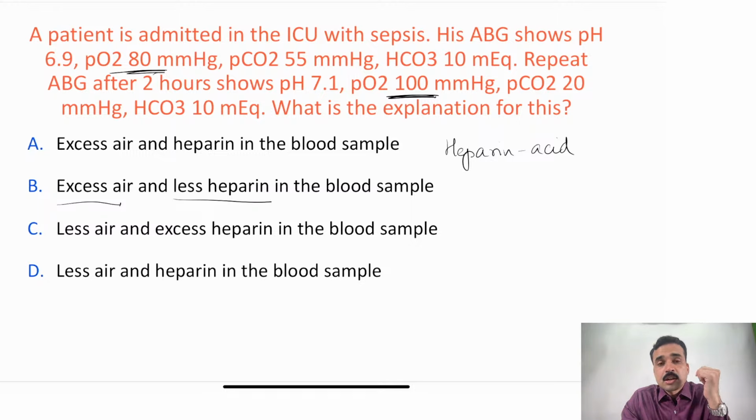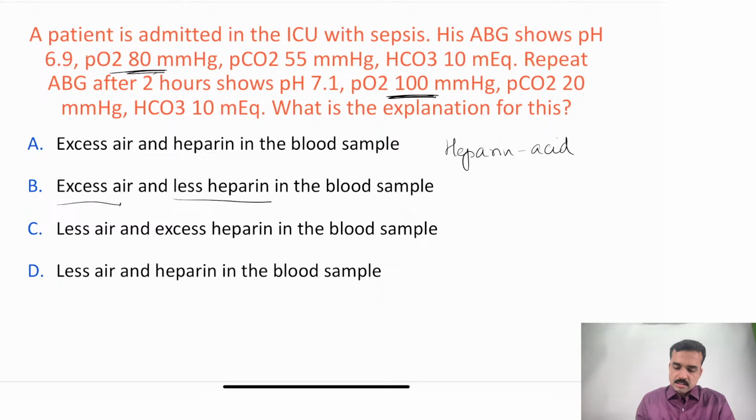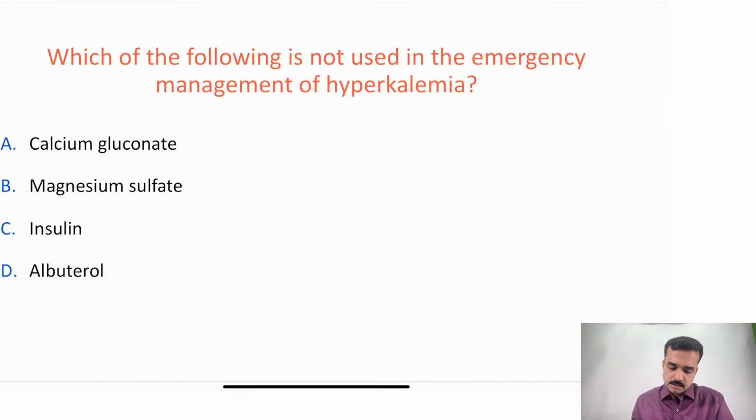Okay, so this is a more practical question, and this is how AIIMS tends to ask related to practice, right? So expect these kind of questions also sometimes in between. But what you should know is heparin is an acidic compound, it reduces pH, and therefore you expect the pH to drop. The second pH should have dropped, but it's not, it's risen. That means there is no question of excess heparin. Instead, the O2 levels have gone up. That means among these options, excess air with less heparin is the best one. Okay, this was what was asked in November.